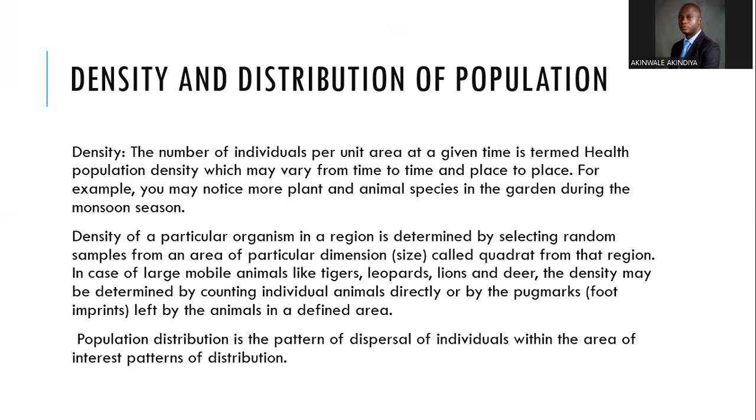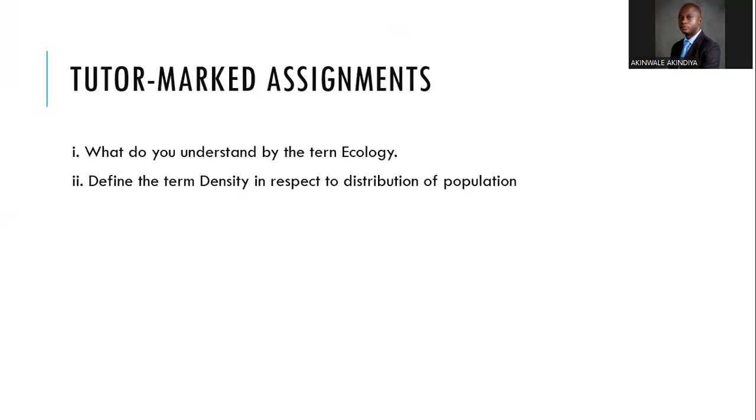So population distribution is the pattern of dispersal of individuals within the area of interest, patterns of distribution. Okay, so what do you understand by the term ecology? Define the term density with respect to distribution of population. So those are the questions for revision. You can pause the video and go over the lectures.